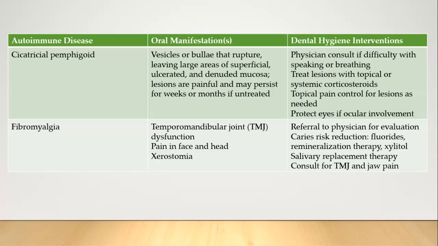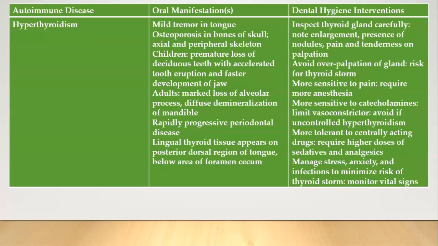Fibromyalgia: temporomandibular joint discomfort or dysfunction, pain in the face and head, and then xerostomia due to medications that they may be on. Hyperthyroidism: mild tremor in the tongue, osteoporosis in bones of the skull, axial and peripheral skeleton. Children can have premature loss of deciduous teeth with accelerated tooth eruption and faster development of the jaw. Adults can have marked loss of alveolar process, diffuse demineralization of the mandible, rapidly progressive periodontal disease, and then lingual thyroid tissue appears on the posterior dorsal region of the tongue, and then below areas of foramen cecum.